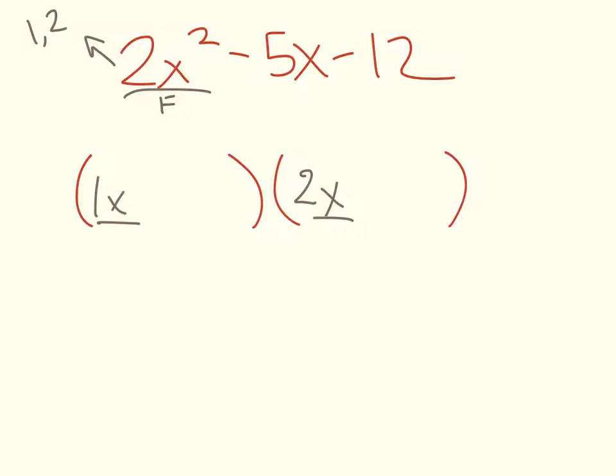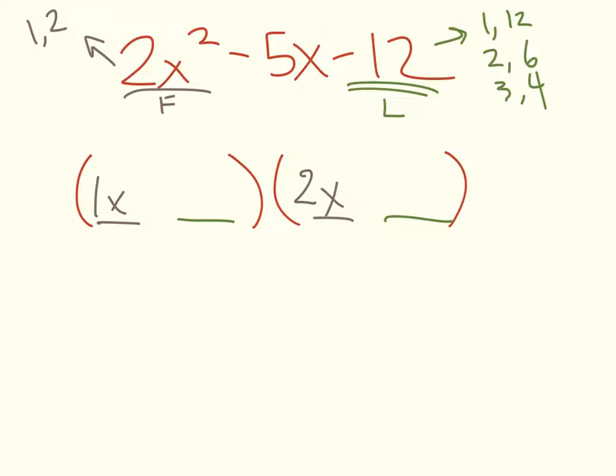And then this term comes from the L part of FOIL. That's going to come from multiplying those two spaces together. So I need factors of 12, which are 1 and 12, 2 and 6, or 3 and 4. And you can see we have more choices for this. We have more ways to get 12 that could go into these two spaces.